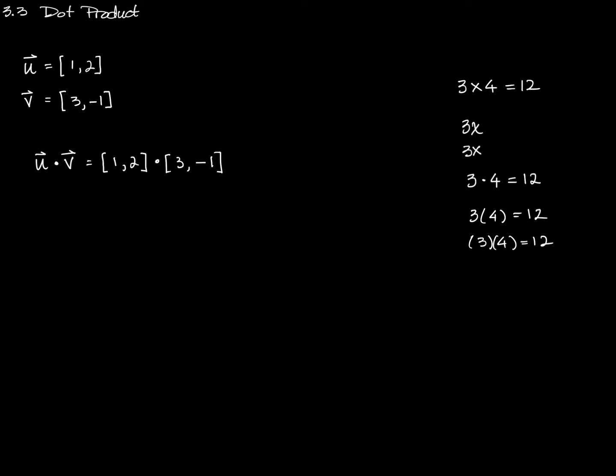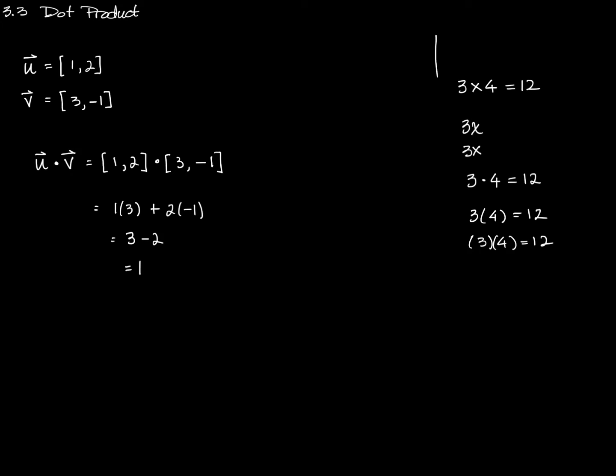And what that means, how you accomplish this, is you take each component one at a time, the first component in the first vector and the first component in the second vector, and you multiply them together. So here I'm going to get 1 times 3, and then the second component is 2 times -1. So I'll get 2 times -1. And once you've done that multiplication, you add them together. So this is going to give me 3 minus 2 equals 1. So in this case, the dot product of u with v is 1. And you'll notice that that is a number, not a vector.